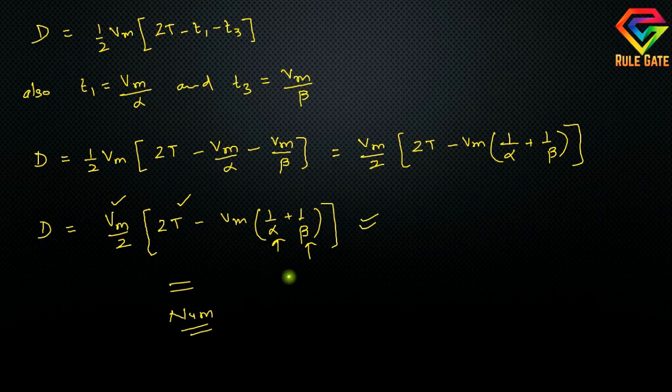In this particular technique, we resemble the speed time curve to a trapezoidal form. In the next one, we further simplify it and make it similar to a quadrilateral. We'll see it further in later lectures. Thank you.